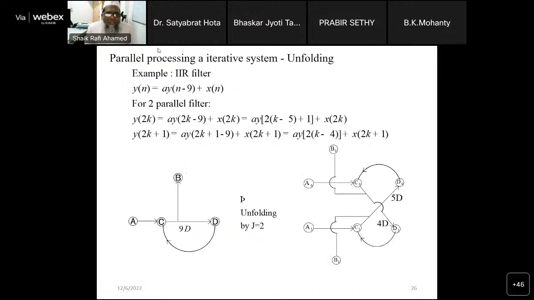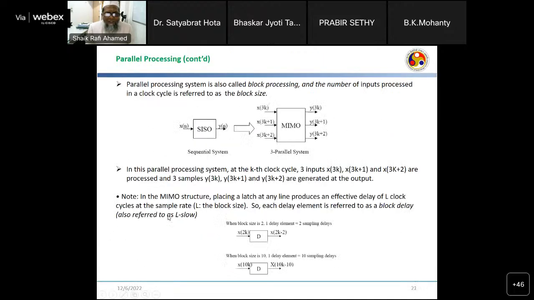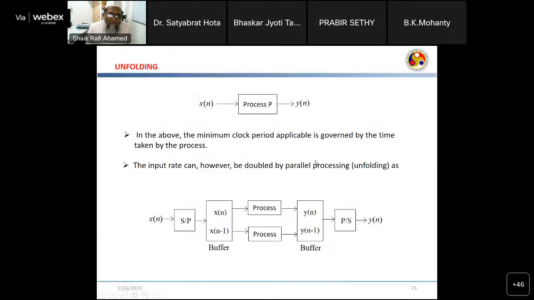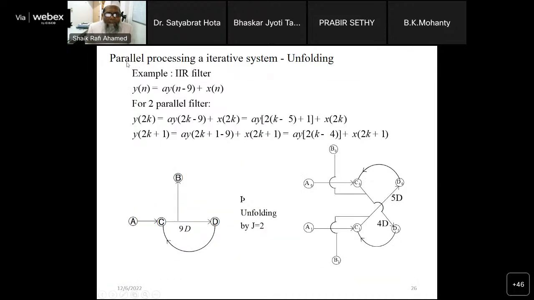So here I have considered a very simple example of an IIR filter. Just y of n is a times y of n minus 9 plus x of n. So this not only depends upon the inputs, but also on the previous output. This is called an iterative system. Whereas FIR is a non-iterative system, it does not depend upon the previous outputs. There is no loop, whereas here the loop is there. Now if I consider a two parallel system, constructing any parallel processing system for the FIR is very easy. As I have told, for this three parallel system of this three tap filter, we just have to replicate these three blocks. You can have the connections. Whereas here it is not that easy to construct a parallel processing system in case of iterative filters, such as this IIR filter.